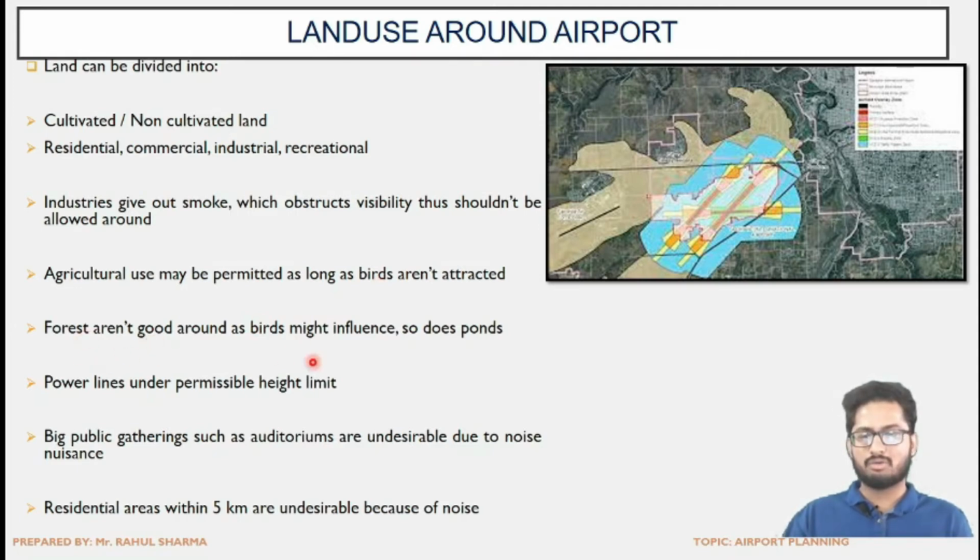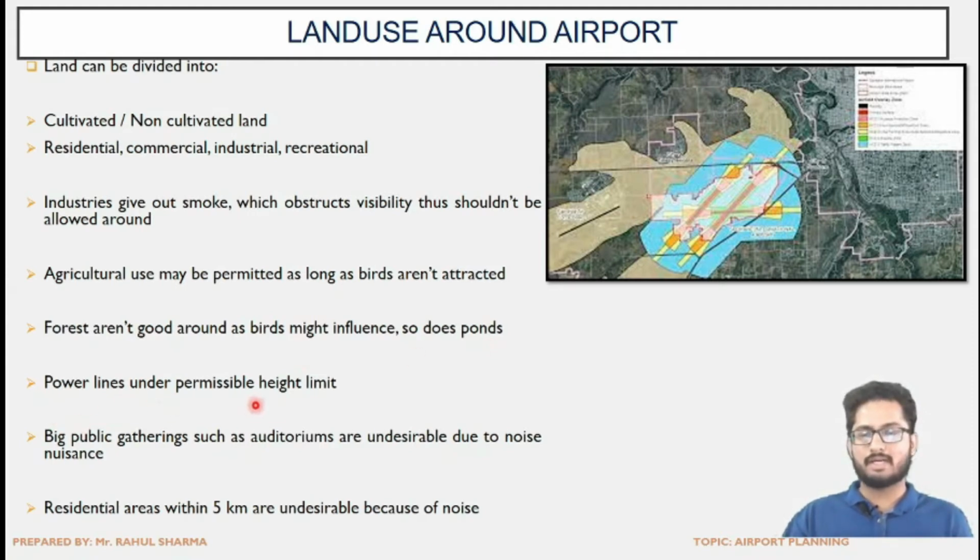Forests aren't good around, as birds might again influence, so do ponds. So the existence of a forest or a water body also will attract birds, which will again create the same problem, that is of bird hit, and so that will have to be kept in mind.